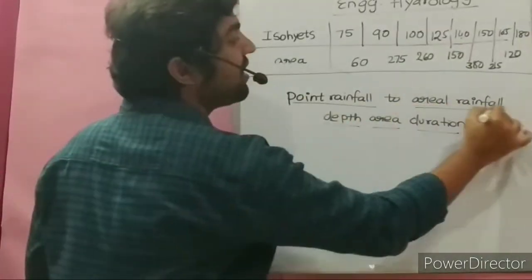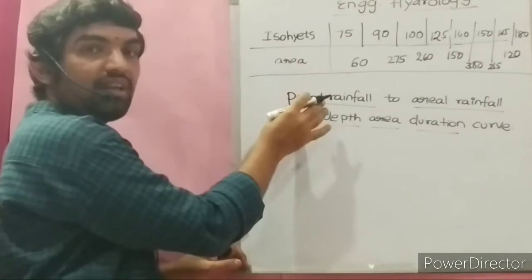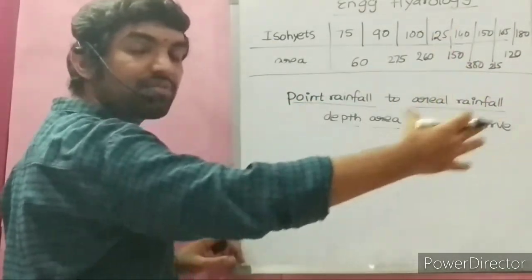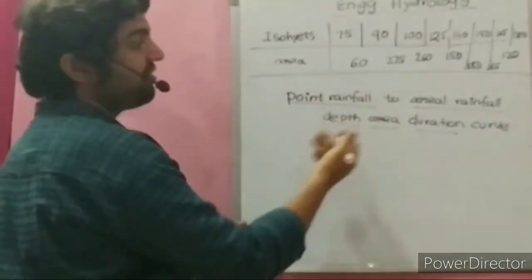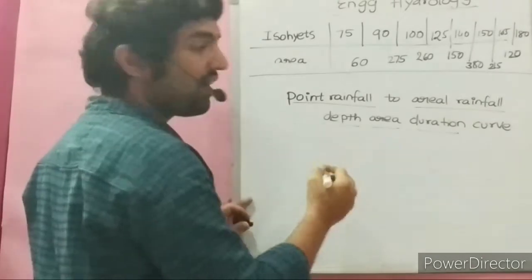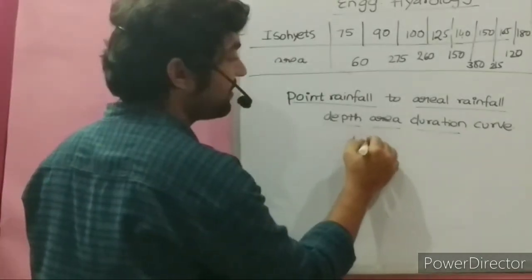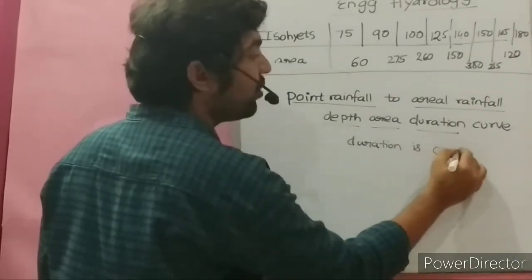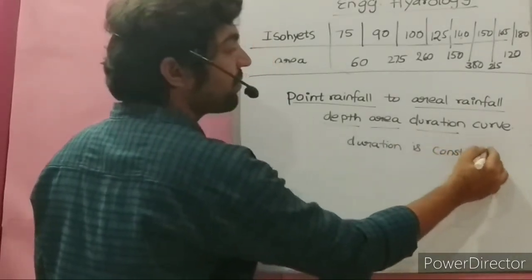Point rainfall to areal rainfall. Point rainfall is at a particular station only. Areal rainfall means over the entire catchment area. So what is this curve? How do you draw this curve? Let us say, for example, duration is constant. Then how do you plot the depth area curve?